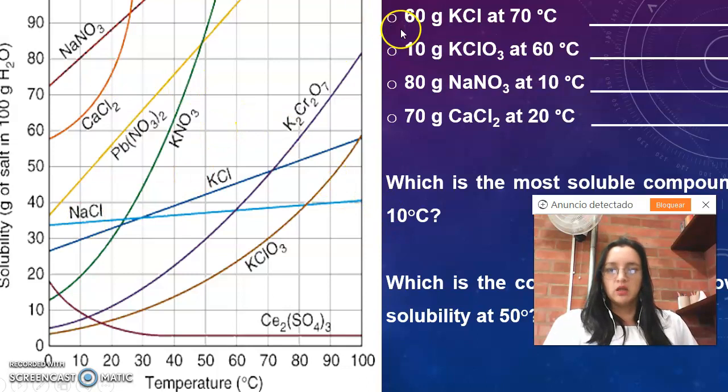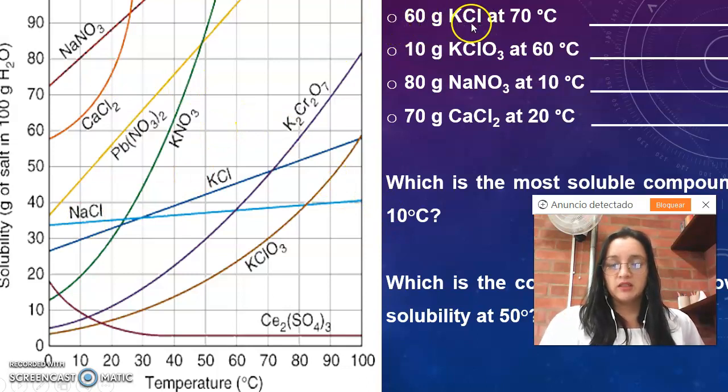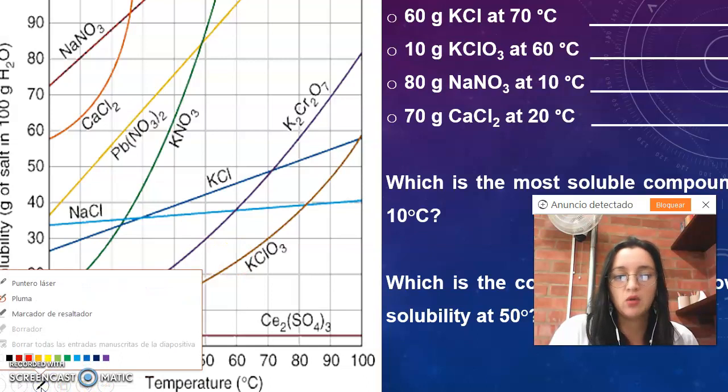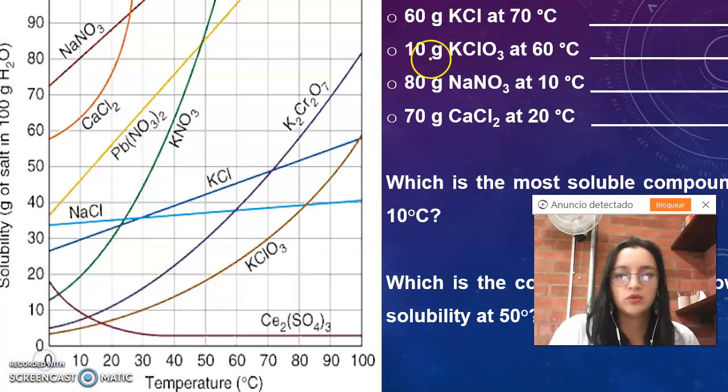So for example, in here, if 60 grams of potassium chloride are added at 70 degrees, the idea is that you classify the solution as supersaturated, saturated, or unsaturated. What we need to do first is find the compound that we are interested in. We focus on the formula. The formula for this one is KCl, potassium chloride. So we focus on that line in the graph. Either way, you look for the grams on the y-axis or you look for the temperature on the x-axis. Up to you, whatever you prefer.